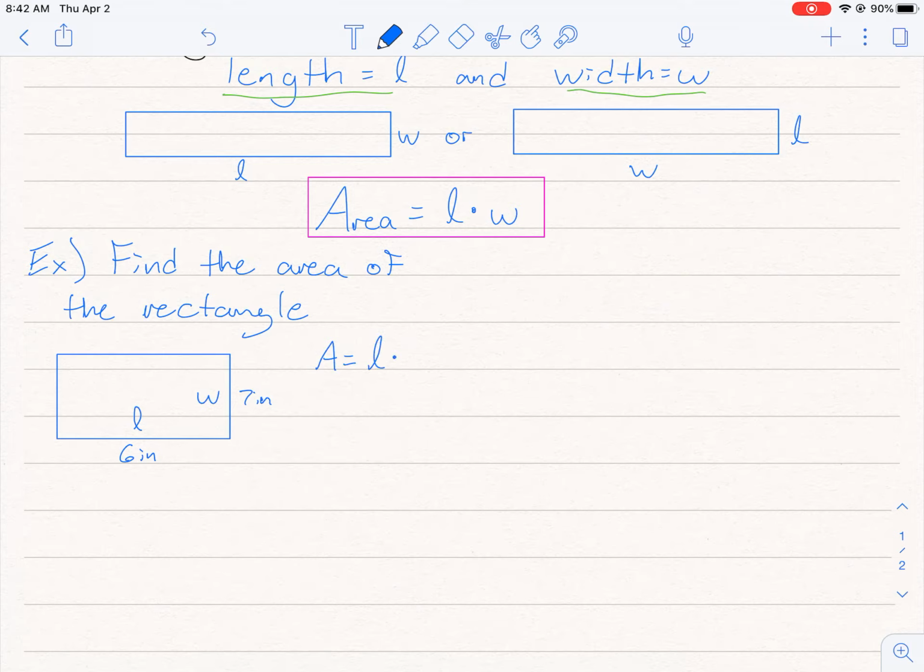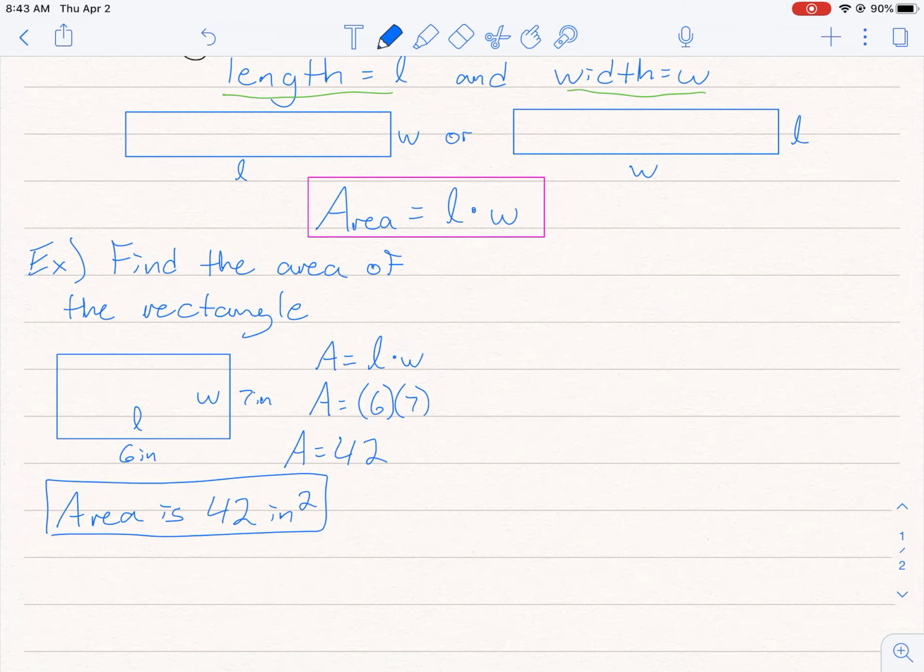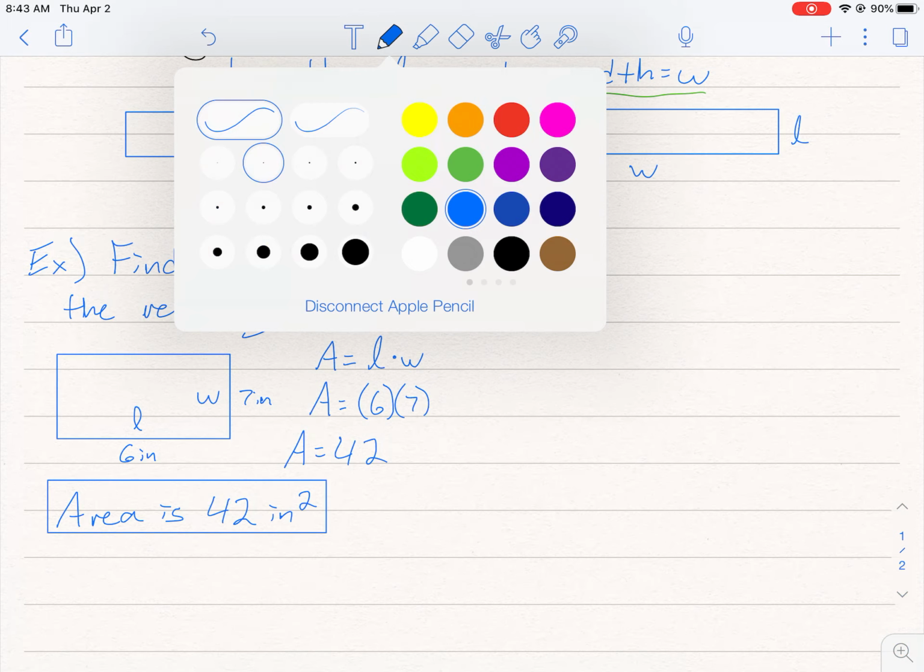So if area is equal to length times width, my area is going to be 6 times 7. So my area is equal to 42. Now that means that the area is 42 inches squared. Because when we're talking about area, it's whatever the unit is squared. When we get into volume, it'll be cubed. But for now, our area is going to be the units squared. So for this shape, our area is 42 inches squared.